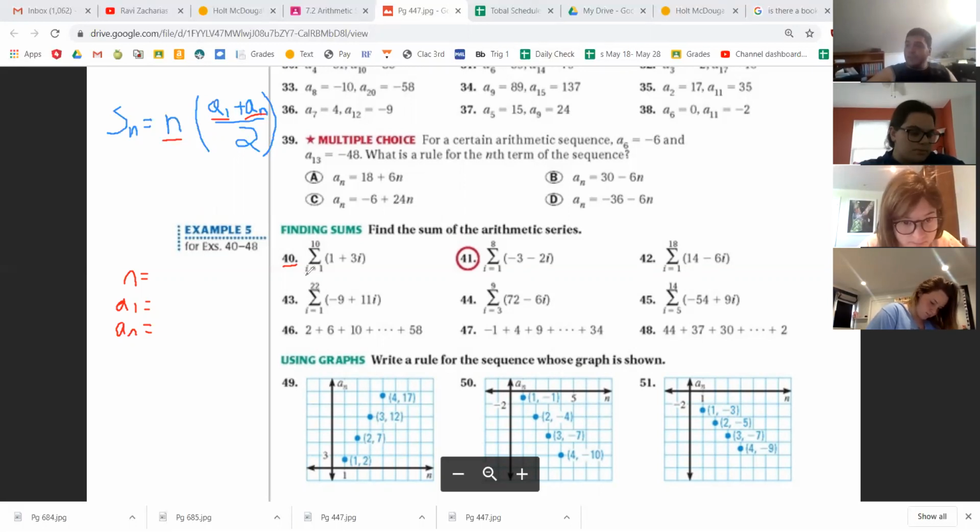So first off, our N is how far we go. And how far we go is based off the top number. In this case, the top number is 10.